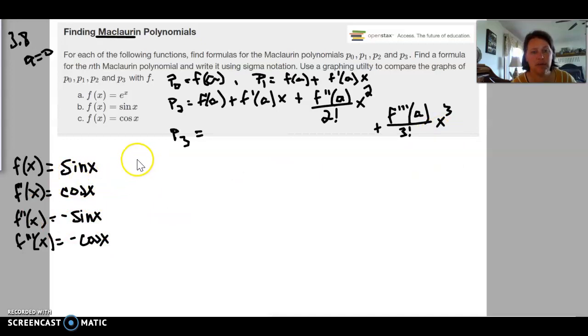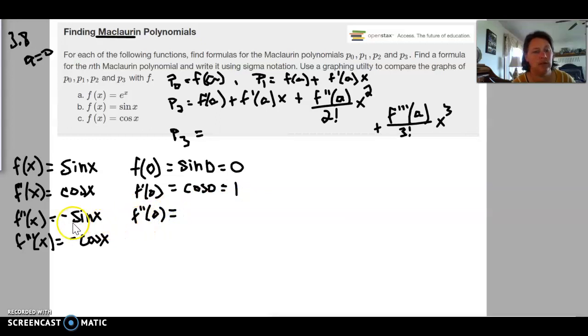Okay, next step is going to be to list all of your f of a, f prime of a, all of that. So we're going to go back through this list. Now we're going to plug in our a value. In this case, a is equal to 0. So sine of 0 is equal to 0. F prime of 0, plug in 0 here, cosine of 0, which is equal to 1. Then f double prime of 0 is going to be 0, and f triple prime of 0 is going to be equal to negative 1.